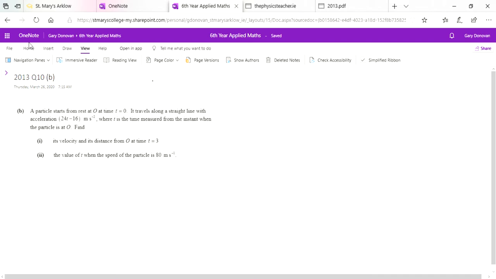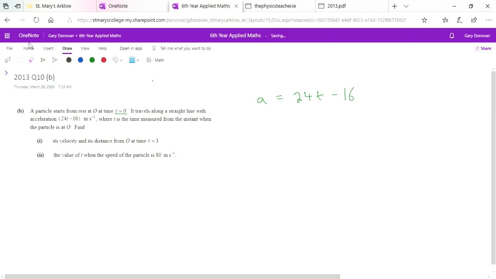In this video we're going to have a look at the 2013 question 10b, Leaving Cert Applied Maths. So what do we have here? We have a particle that starts from rest at point O at time t equals 0. It travels along a straight line with acceleration a equals 24t minus 16 meters per second squared, where t is the time measured from the instant when the particle is at O. Part 1: find its velocity and its distance from O at time t equals 3.